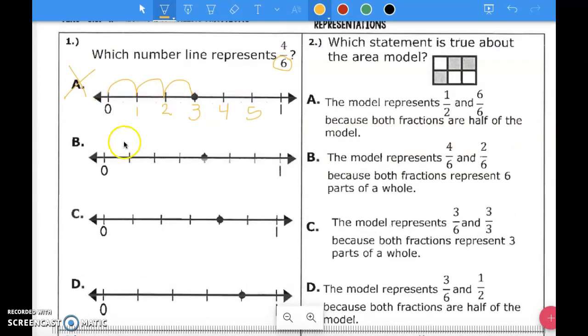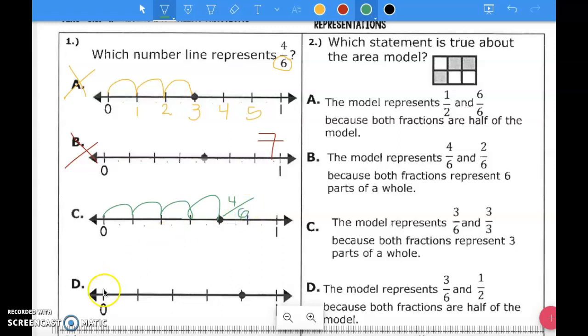Let's count this one. Just want to play with my colors. So, one, two, three, four, five, six, seven. It's divided into seven parts. Are these sixths? No. Okay, let's count this one. One, two, three, four, five, six. So far, so good. Let's count. One, two, three, four. Hey, this one looks like this is the answer.